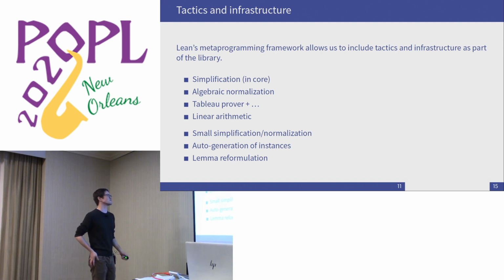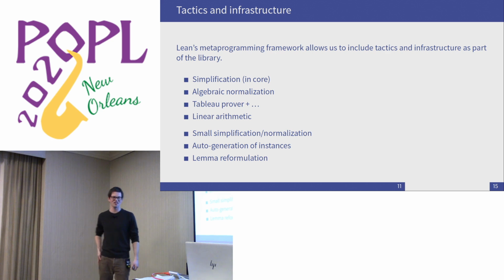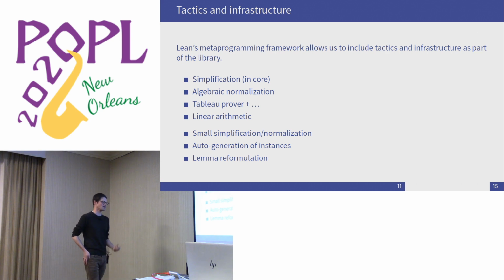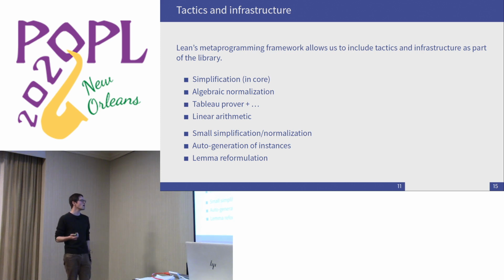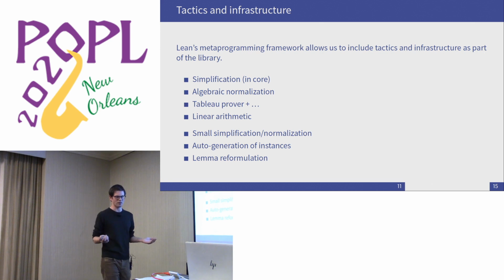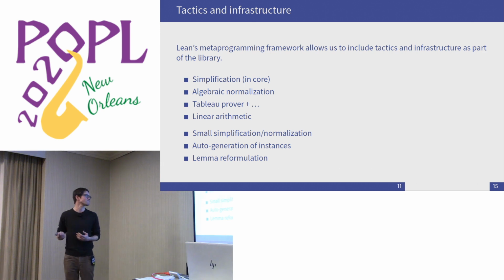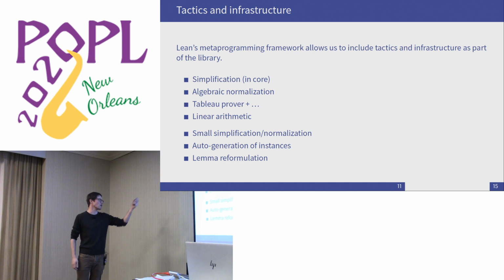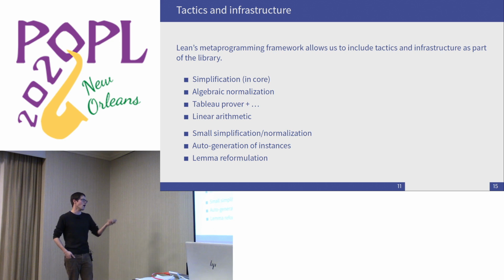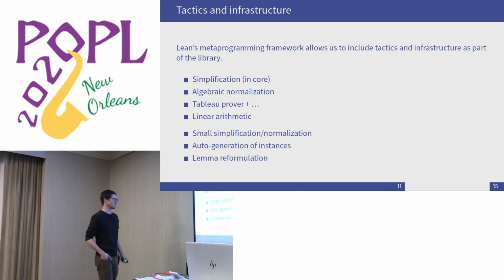The library contains tactics and infrastructure for the system, as I mentioned. We see this as an essential part of the library and not really as part of the core Lean system. So there are some big tactics. The simplifier is actually part of the core system. This is built into Lean. But we have tactics for algebraic normalization, so normalizing in rings and abelian groups. There's a tool that we'll call a tableau prover, plus a few other things, simplifier, et cetera. There's a tool for proving goals in linear arithmetic.